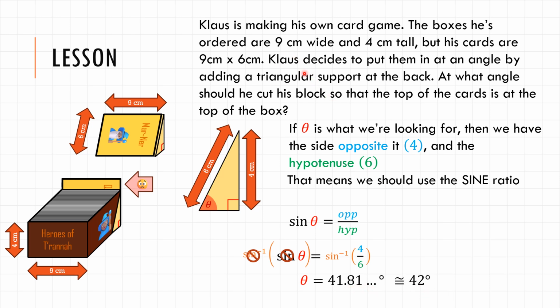So that's helpful for Klaus, right? He knows I can cut my block of wood at a 42-degree angle down here, and that way the hypotenuse, or this side of the block, will be 6 centimeters, so the card will fit perfectly, and this side will be 4 centimeters, so the block of wood will fit perfectly inside his box of his card game, Heroes of Tirana.